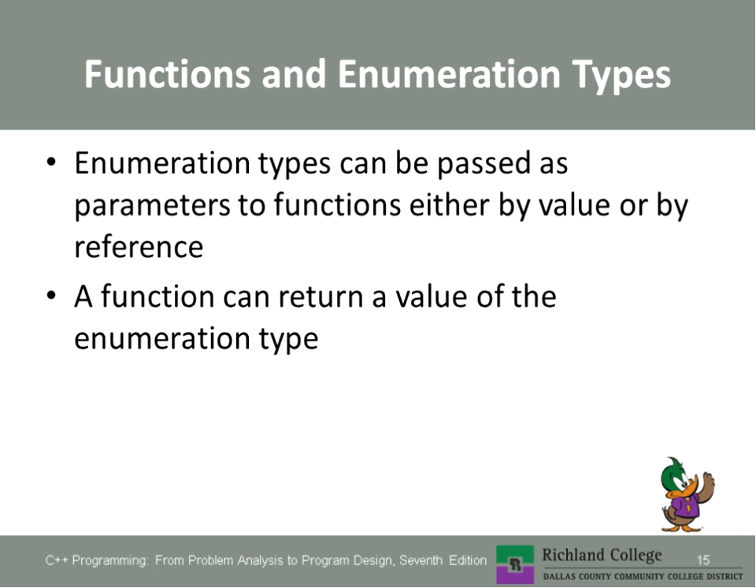Enumeration types can be passed as parameters to functions, either by value or by reference. So that's going to be useful. And the function can return a value of the enumeration type. So just because we created this enumeration type, that means we can still work with those data types, just like with any other data type that we have available, like integer and floating point.